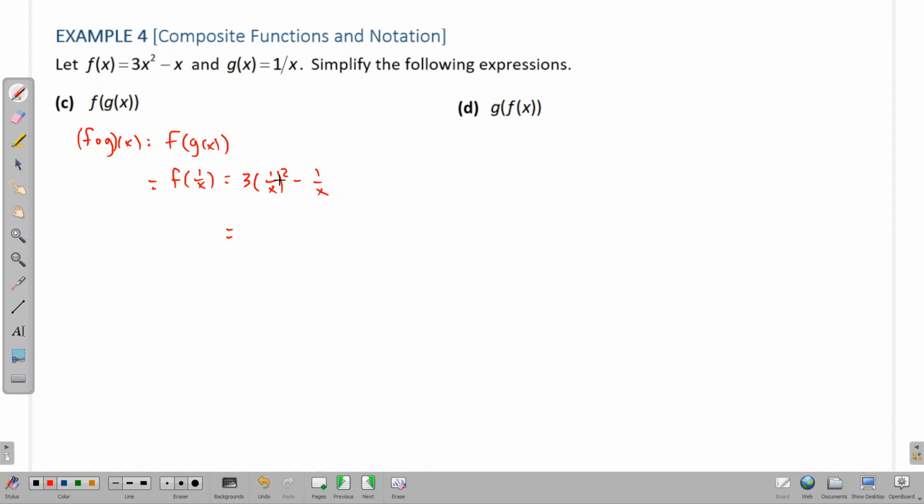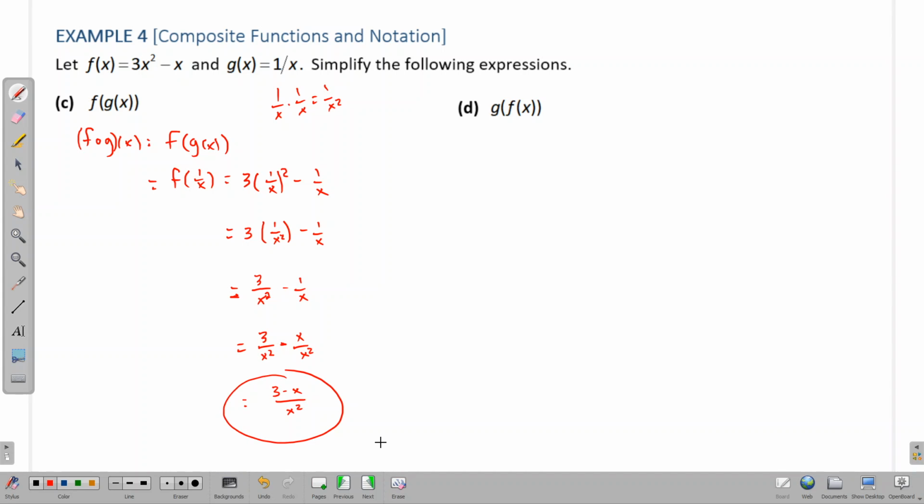Now, we could go ahead and simplify this. If we're going to square that first term, that's 3 times 1 over x squared. Right? When you square this, you're doing 1 over x times 1 over x, which would just be 1 over x squared, minus 1 over x. And then you'll get 3 over x squared minus 1 over x. If you get a common denominator, then you have 3 over x squared minus x over x squared. And that gives us then 3 minus x over x squared as the simplified form for that function.